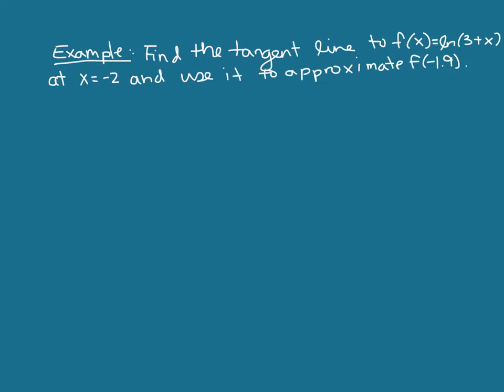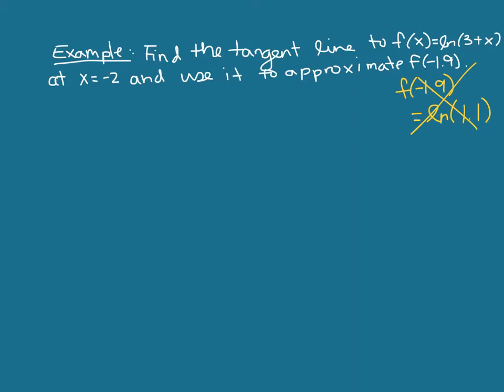So for our example, we are going to find the tangent line to f of x equals ln of 3 plus x at x equals -2. And then we're going to use it to approximate f of -1.9. I'm going to tell you right now, if you try to find f of -1.9 without a calculator, it ends up being pretty complicated. You end up getting ln of 1.1. Not an easy thing to evaluate without a calculator, so we're not going to do it that way. We're just going to approximate it using the linear approximation.